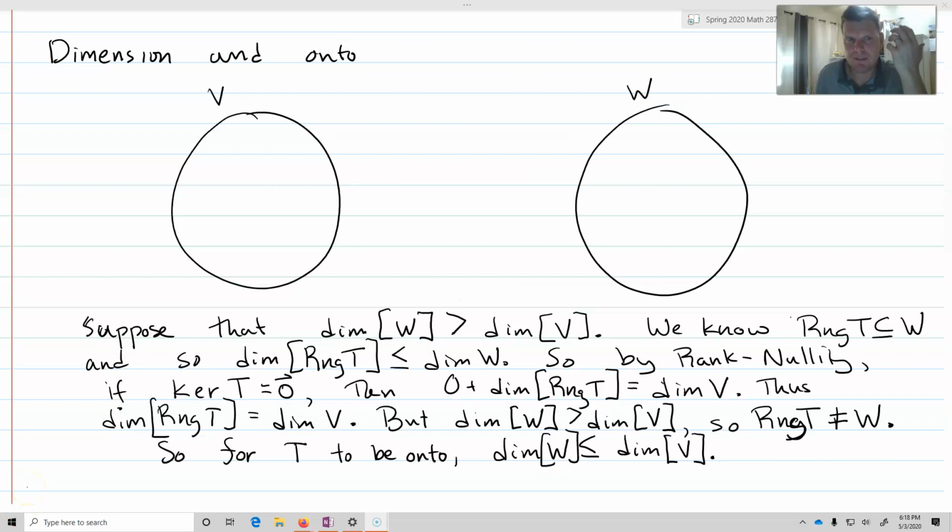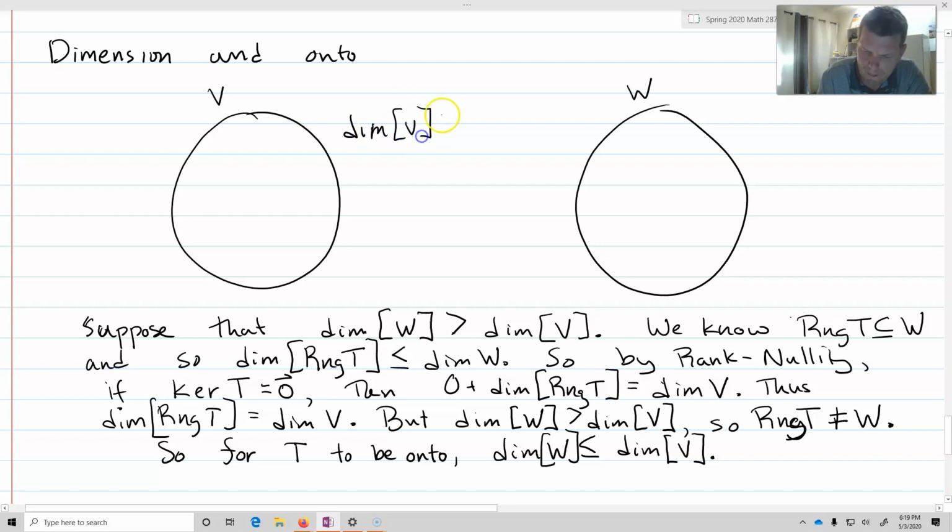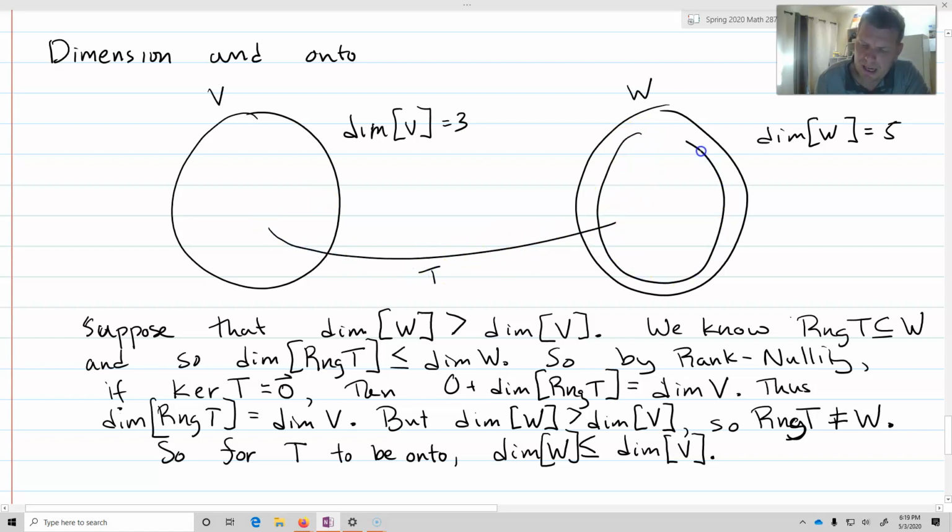So let's talk about dimension and being onto. Now, let's suppose that the dimension of W is greater than V. Basically, our problem is going to be this. Say, for example, the dimension of V is 3 and the dimension of W, say, is equal to 5. Now these three dimensions, at best, T will be able to map onto a three-dimensional subspace.